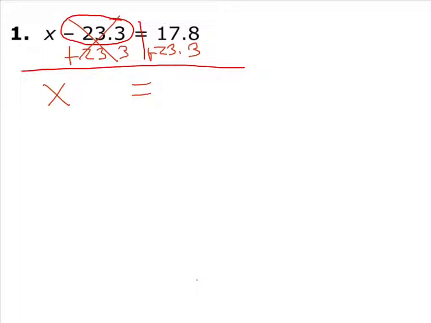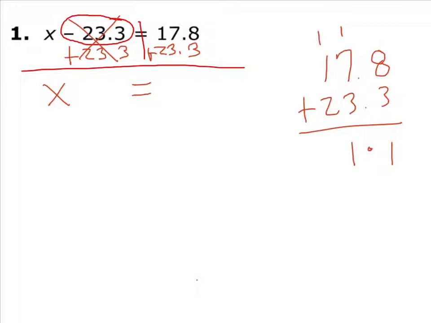Okay, now I'm going to add these decimals up. Remember, whenever I'm adding decimals up, I have to line the decimal up, and drop my decimal straight down here. 8 plus 3 gives me 11. 7 plus 3 is 10, plus 1 is 11. 1, 2, 3, 4. So that gives me 41.4. So on this one, I know that x is going to equal 41.4. And that's all there is to it. Simple enough. Let's take a look at our next one.